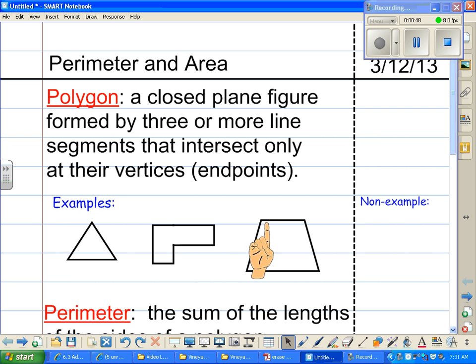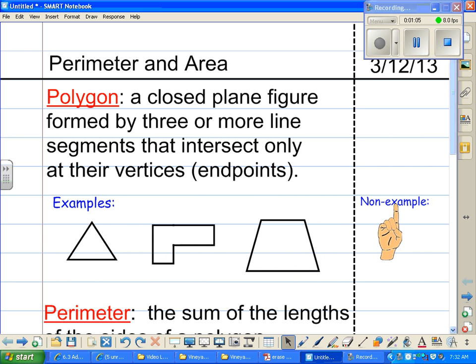Here's another polygon here, which is really a trapezoid. There's a vertices there, and a vertices there. So these three figures here are examples of polygons.